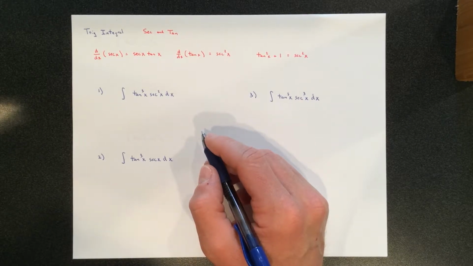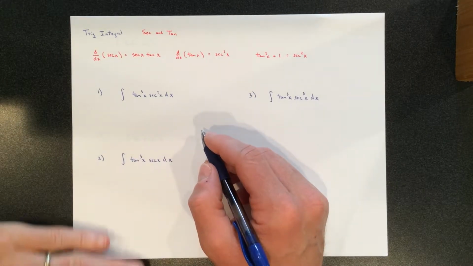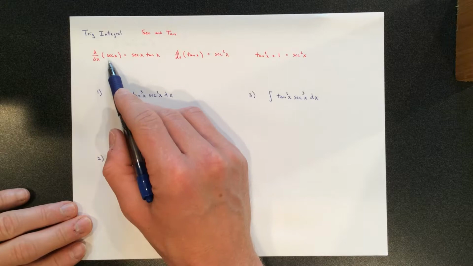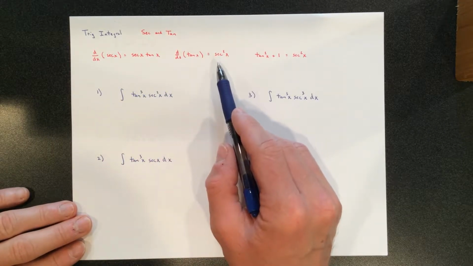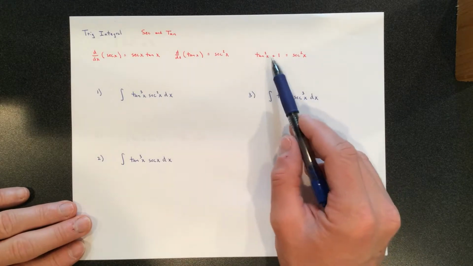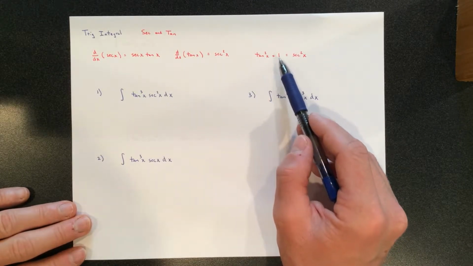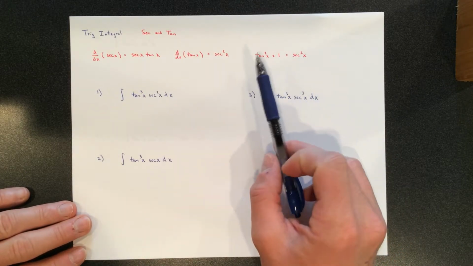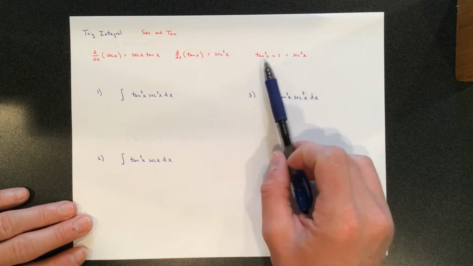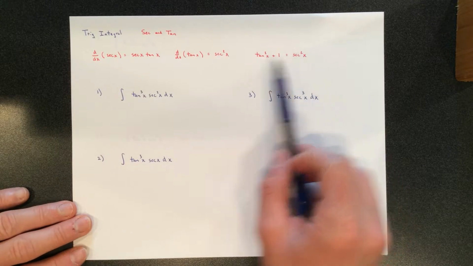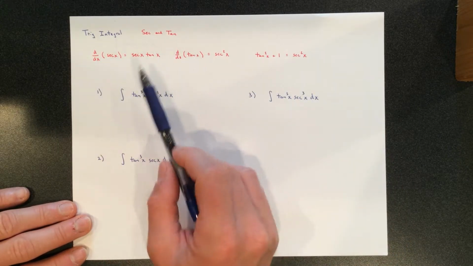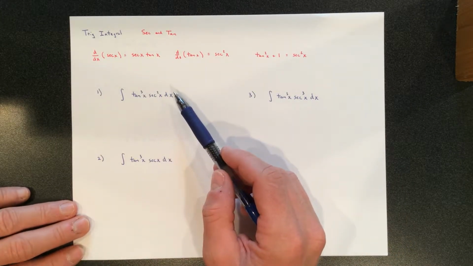Okay, this is trig integrals, and this is really part two, and this one's going to focus on secant and tangent. As reminders, the derivative of secant is secant tangent, the derivative of tangent is secant squared, and the Pythagorean theorem says that tangent squared plus 1 equals secant squared. Again, just like before, this is going to give us the ability to change tangent squares into secants and vice versa. This is going to tell us which one's kind of du and which one should be the u.